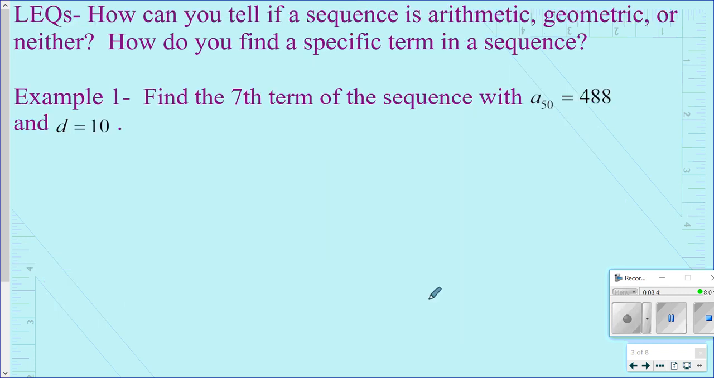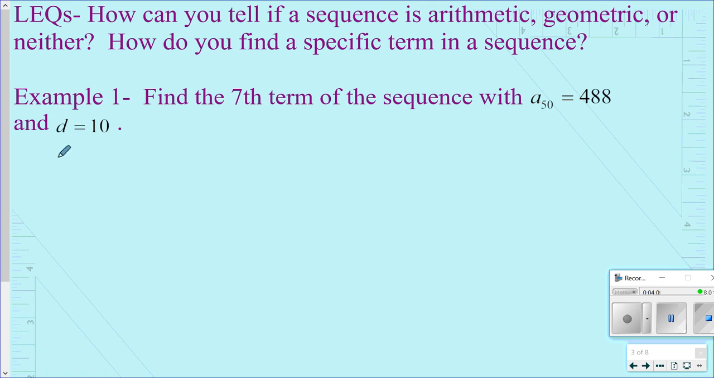So today's lesson, we are going to continue on with what we did yesterday, diving a little bit deeper with arithmetic sequences. Let's take a look at this example, copy this into your notes. We're going to find the 7th term of the sequence with the 50th term being 488 and the common difference being 10.